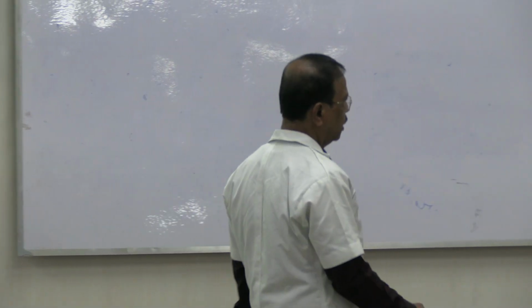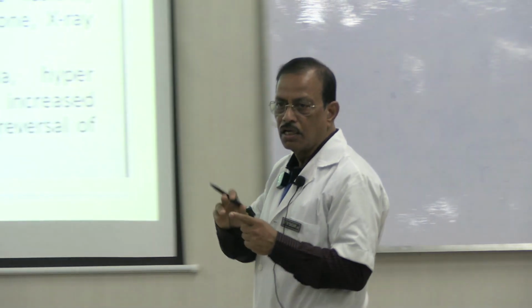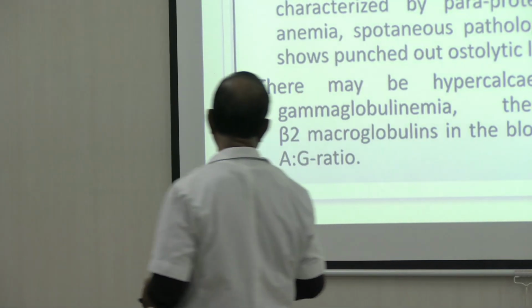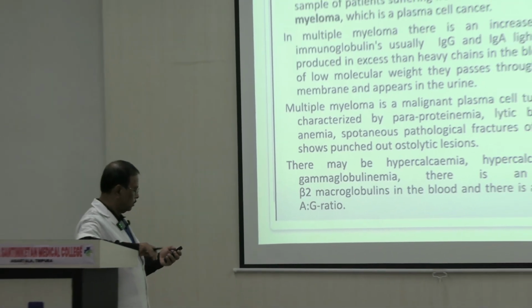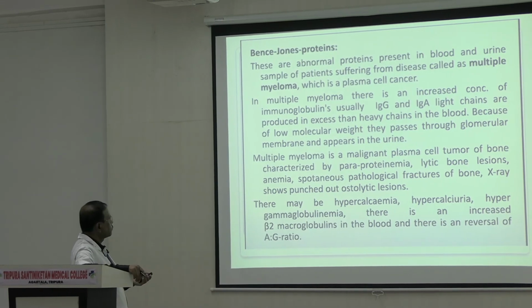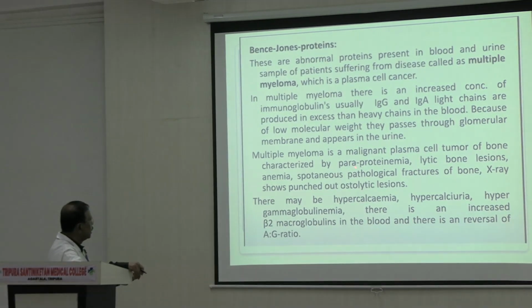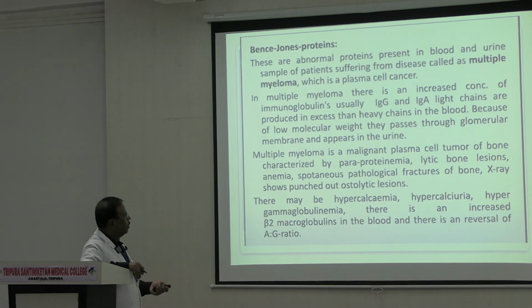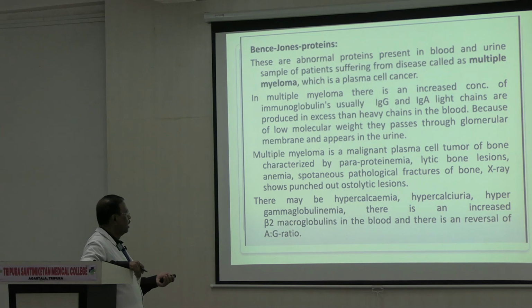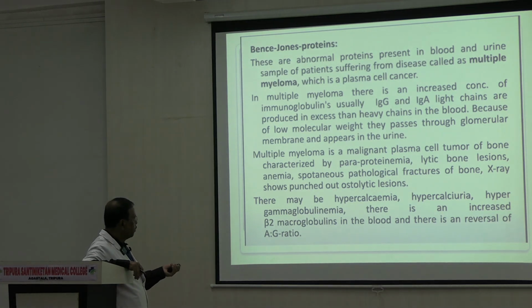So there will be lytic lesions in the skull bone, and maybe in long bones. Where there is lysis, there is weakness of the bone and the bone gets spontaneously fractured. That's why it is called spontaneous pathological fracture of bone. There may be hypercalcemia, hypercalciuria, hypergammaglobulinemia. There is increased beta-2 microglobulin in the blood and a reversal of the A/G ratio.